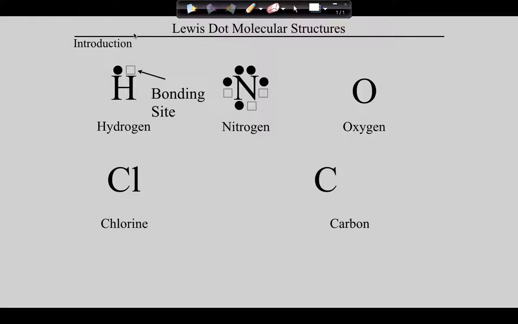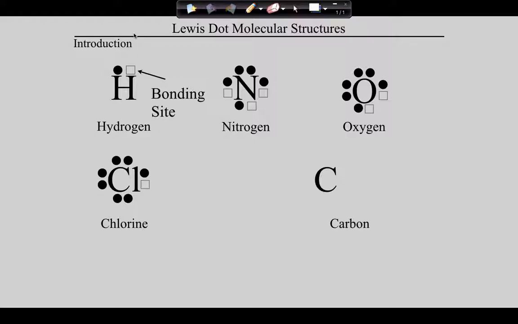So guys, looking at oxygen, oxygen's got 6 valence electrons, so it looks like this. How many bonding sites does oxygen have? 2, that's why it forms H2O. So oxygen's got 2 bonding sites. Chlorine's got 7 valence electrons. How many bonding sites? You starting to get the idea?